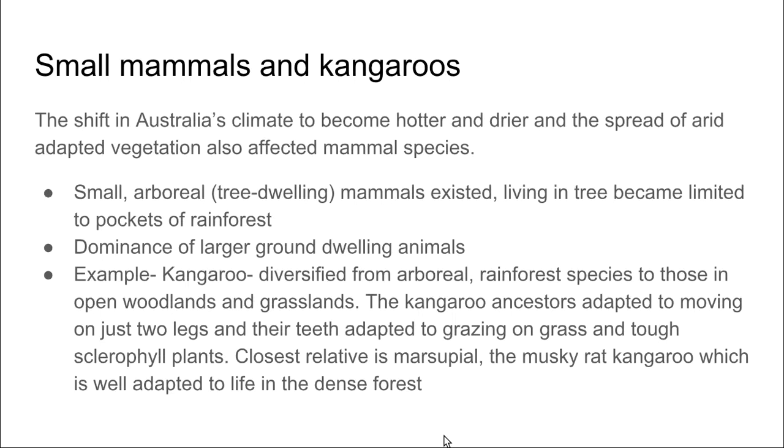For example, the kangaroo diversified from arboreal rainforest species to those in open woodlands and grasslands. The kangaroo ancestors we see within the fossil record adapted to moving on just two legs, and their teeth adapted to grazing on grass and tough sclerophyll plants. Their closest living relative is the marsupial, for example the musky rat kangaroo, which is well adapted to life in the dense forest.